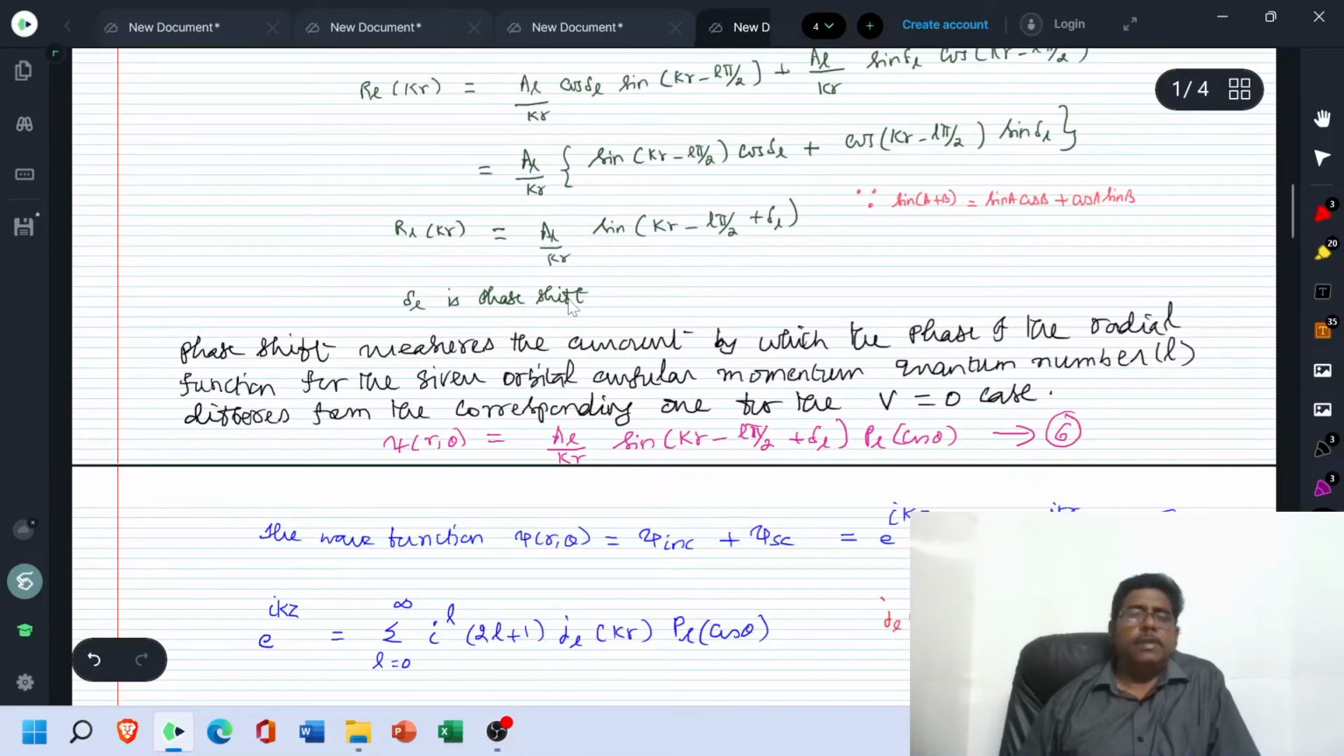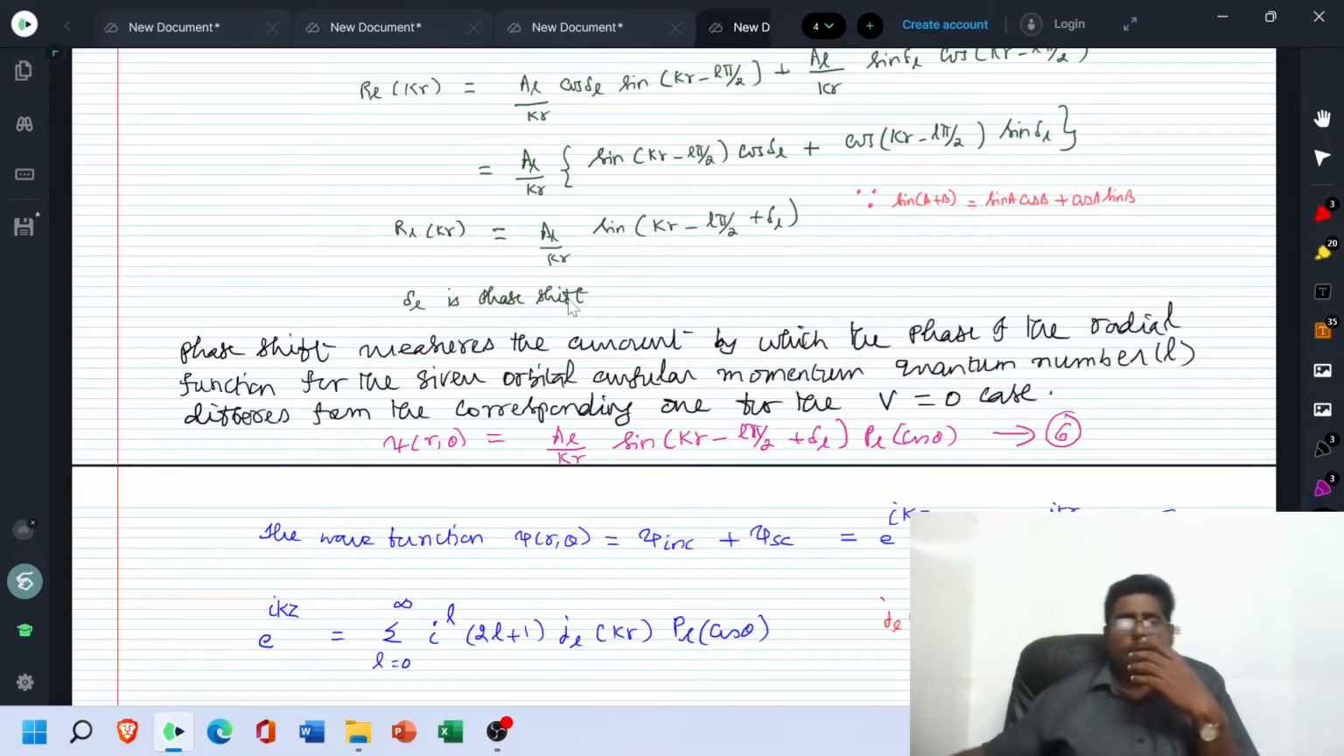Here δ_L is the phase shift. Phase shift measures the amount by which the phase of the radial function for the given orbital angular momentum quantum number L differs from the corresponding one for the V equal to 0 case, which talks about the effect of potential on the incoming particle. That is called the role of phase shift.